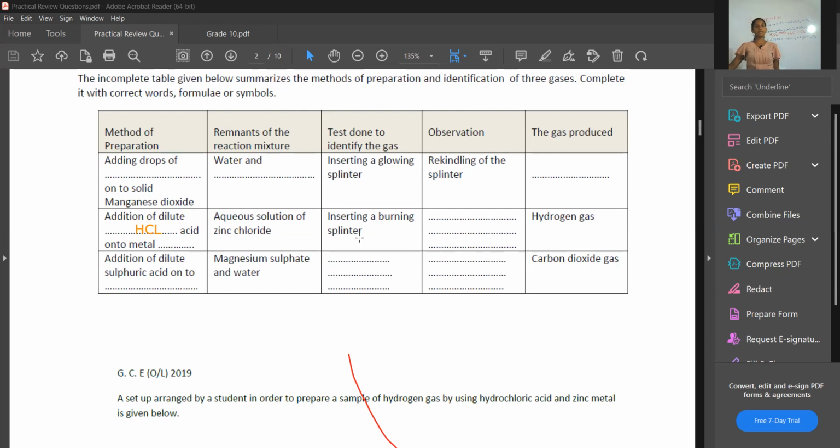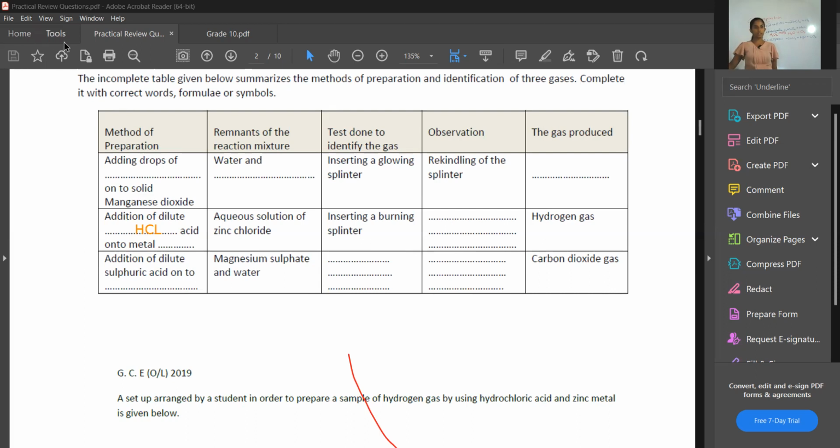Then inserting a burning splinter. When we insert a burning splinter, what is the observation here? It goes off with a pop sound, and the gas they have given is hydrogen gas. So we only have to write the observation here.